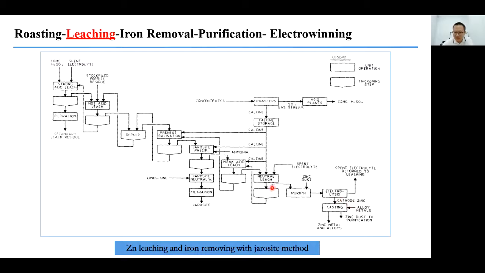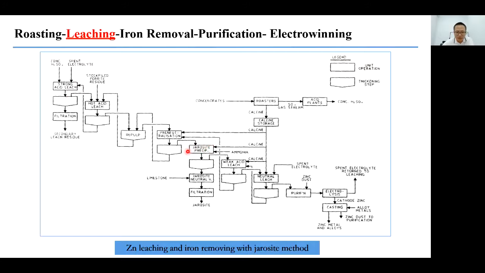And the leaching residue is sent for the weak acid leaching. And the leaching slurry is further sent for the pressure acid leaching, or the hot acid leaching, or strong hot acid leaching, in order to get the zinc recovered. And some solution phases are recycled or returned for the precipitation part, for the jarosite precipitation.